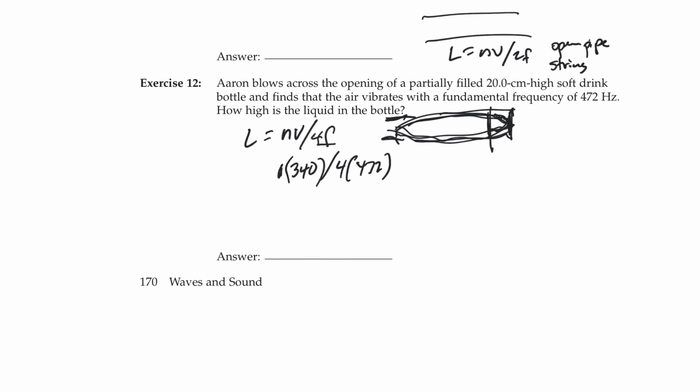Okay, so what is the height? This is the height of the water. Height of the water is going to be 0.18 meters. Well, we know that the whole bottle is 0.2 meters. So we have 0.2 minus 0.18 gives you the height of the air. So this is 2 centimeters high. That's the air above it. Okay. All right.